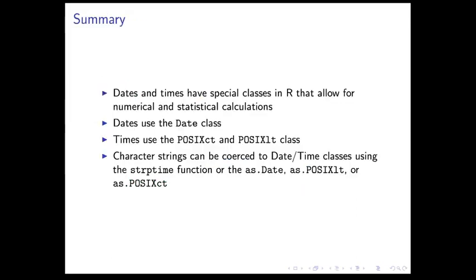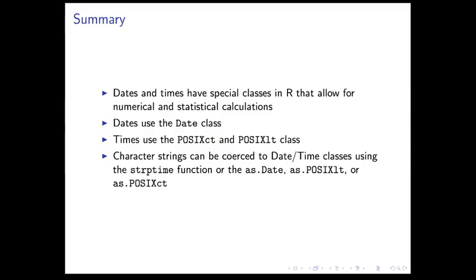So that's just a quick overview of the date and time classes in R. Just to summarize, there are special classes in R that represent dates and times and allow you to do numerical and statistical calculations. Dates use the Date class. Times use either the POSIXct or the POSIXlt class. And then character strings can be coerced to either a date or a time class using the strptime function or as.Date, as.POSIXlt, and as.POSIXct.